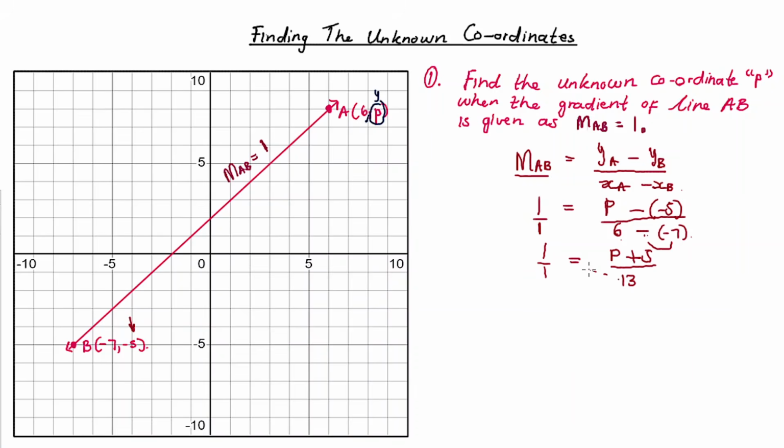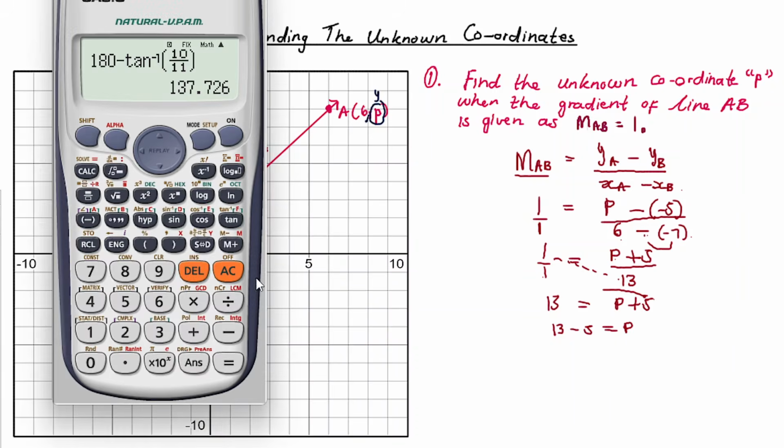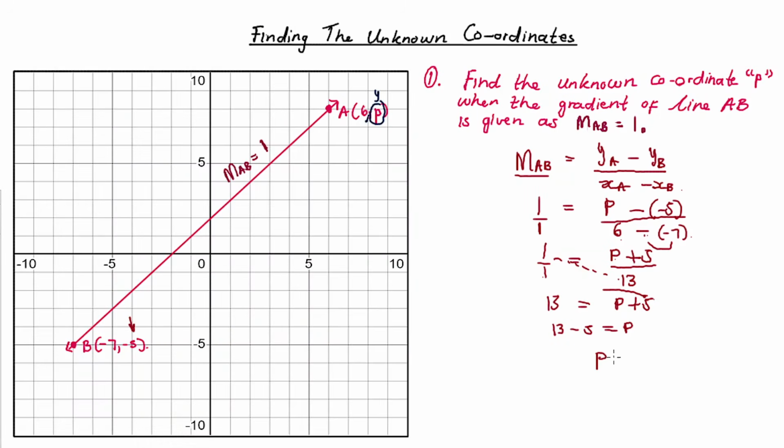1 times 13, it's 13. 1 times P plus 5, it's going to be P plus 5. Then we transpose the 5. It's going to be 13 minus 5 equal to P. So 13 minus 5, the answer should be 8. Yes, it should be 8. P is equal to 8. Okay, P is equal to 8.